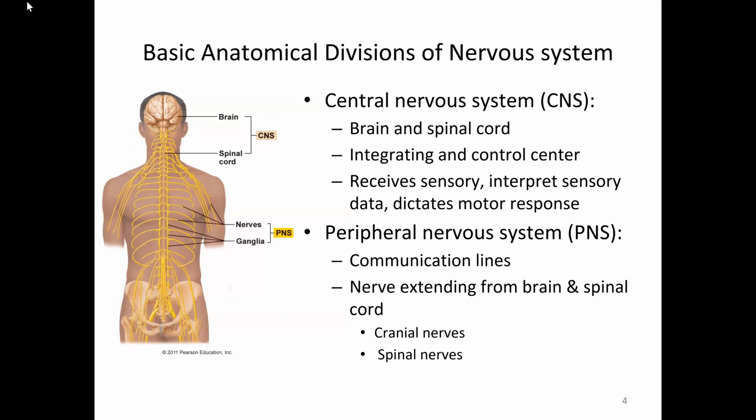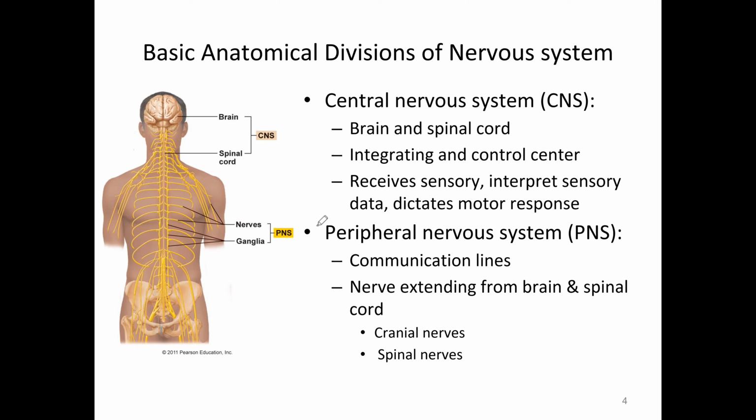So anatomical division of the nervous system includes central nervous system, or CNS, that is brain and spinal cord. They are integrating and control centers. So brain and spinal cord, they are integrating and control center. They receive sensory information, interpret sensory information or data, and dictate motor response. So here's your brain in the cranial cavity and spinal cord inside vertebral cavity.